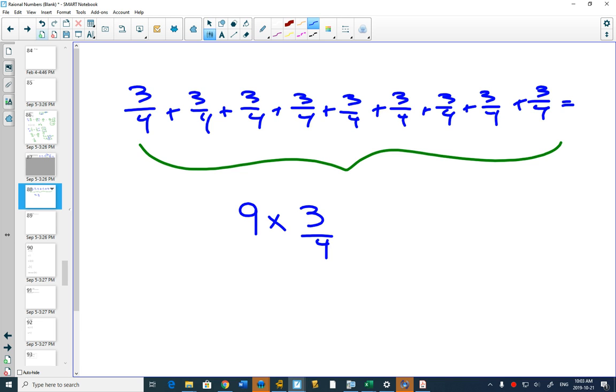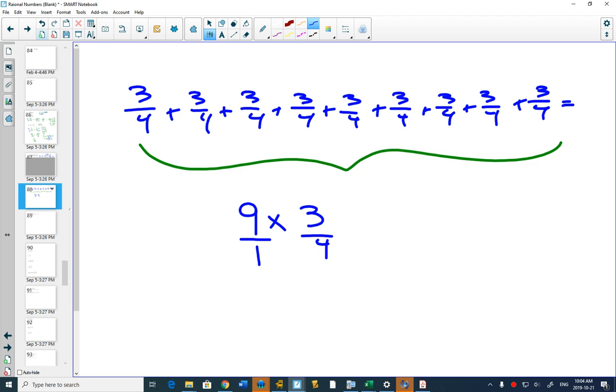So how do we multiply? What happens if it's a whole number in front? How do you multiply fractions? You multiply the tops and you multiply the bottoms. Is there a bottom with 9? Can we write it as a fraction? We can write 9 as 9/1.